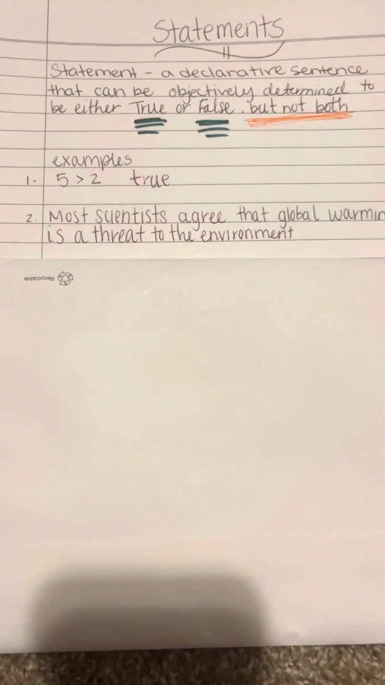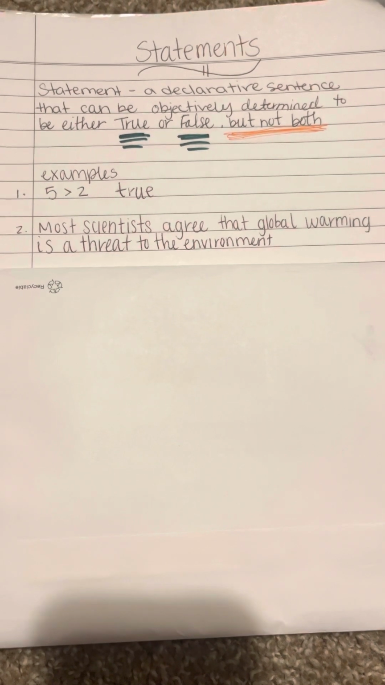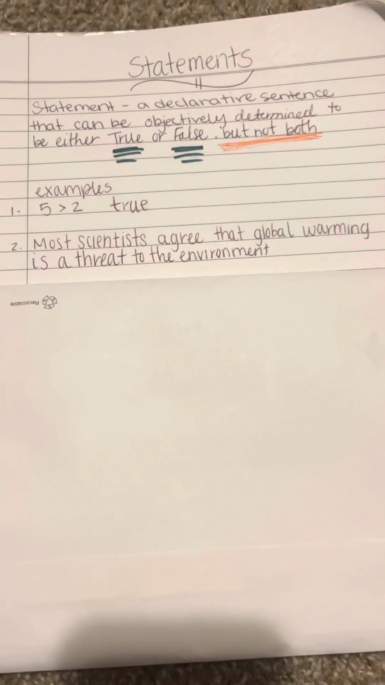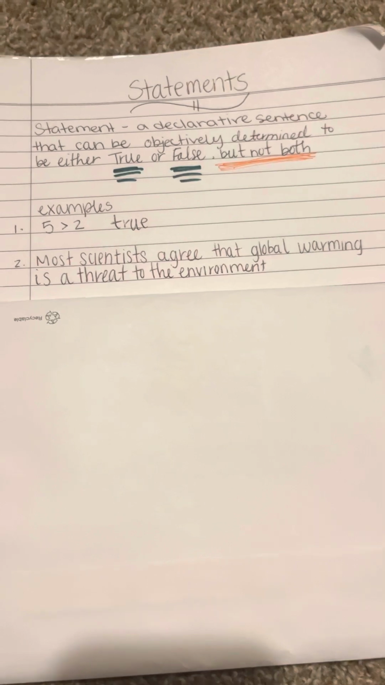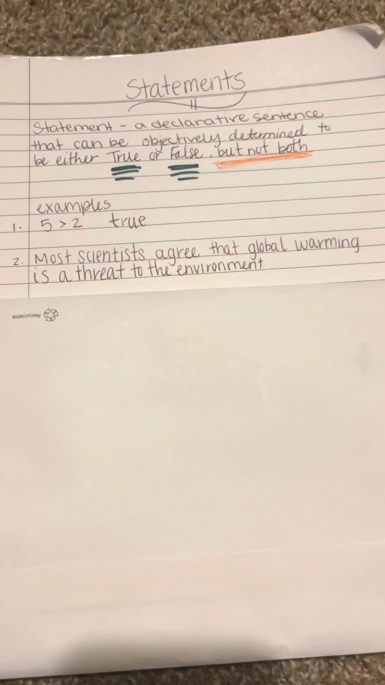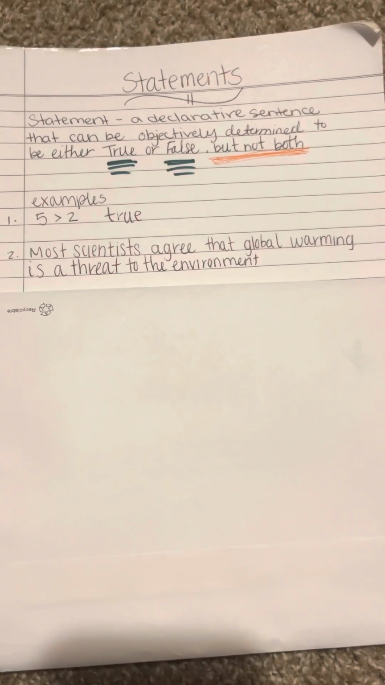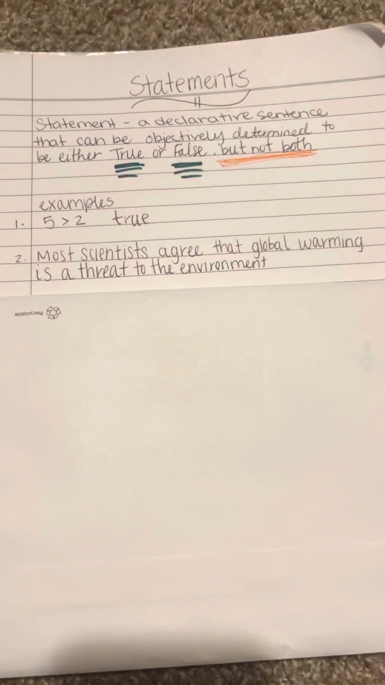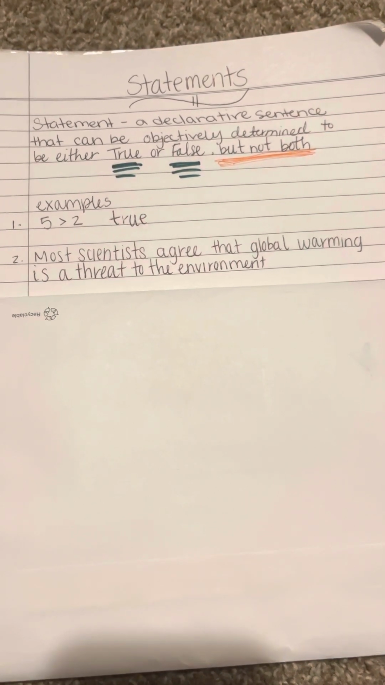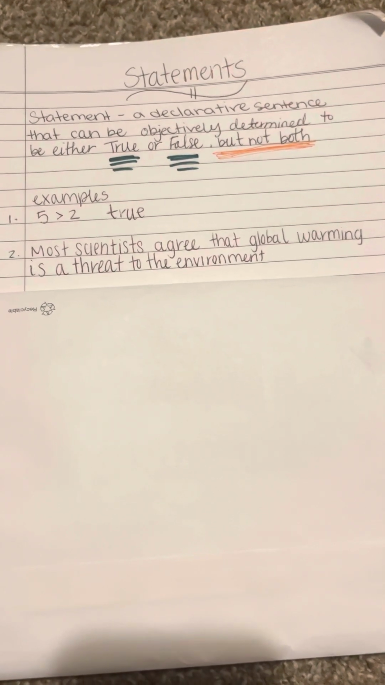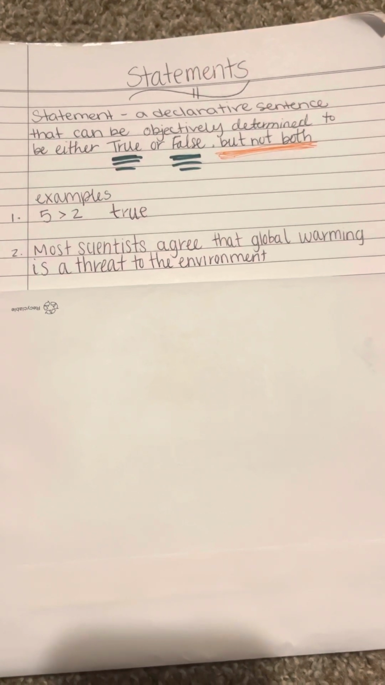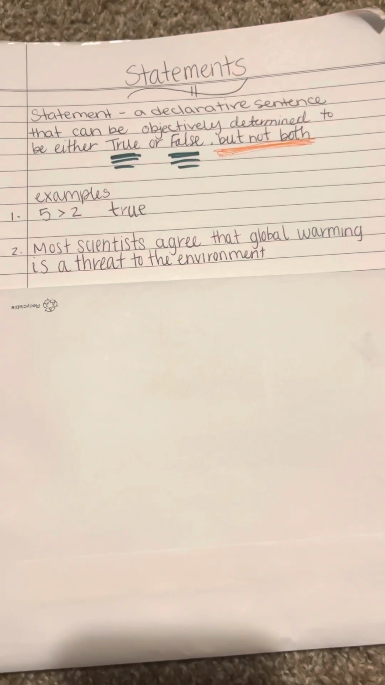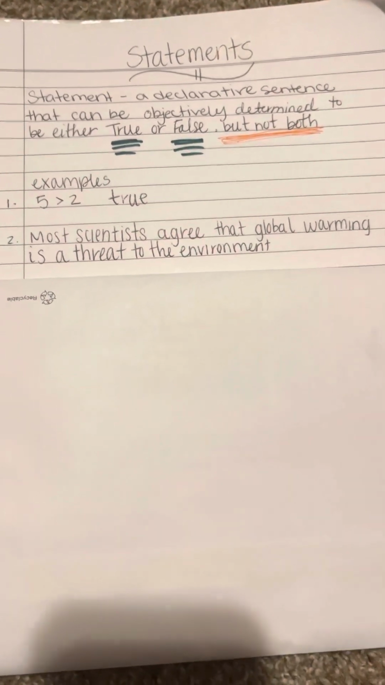Next example. Most scientists agree that global warming is a threat to the environment. Now, this can be proven scientifically. There could be a study out there somewhere. So this is also a true or false statement. One can argue that it is false. Another can argue that it is true. But we cannot say, oh, well, maybe they think it's both. We cannot say that about the statement. So once again, this statement is true.